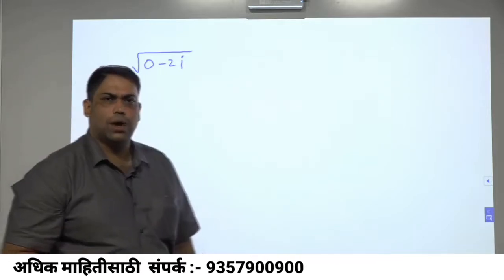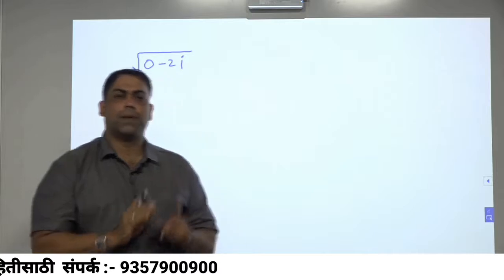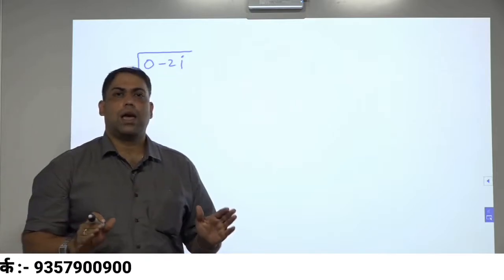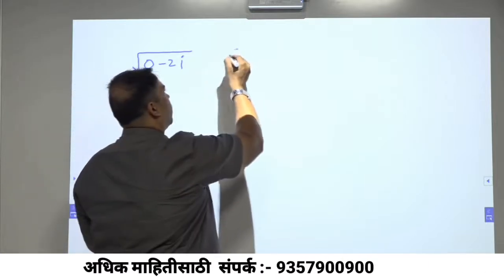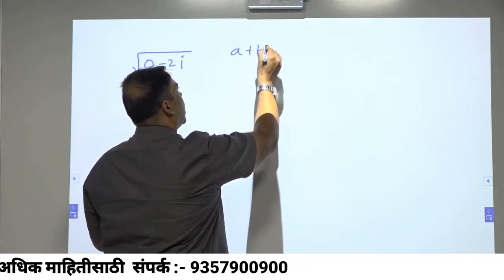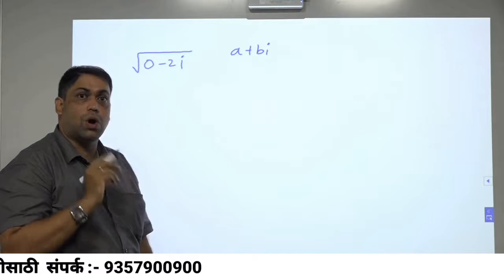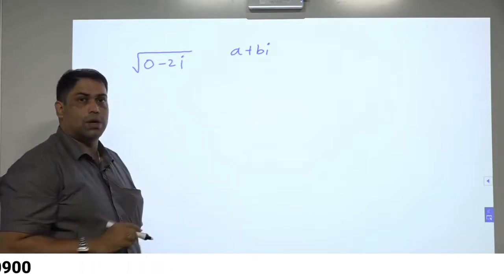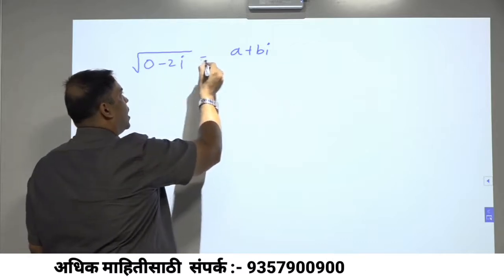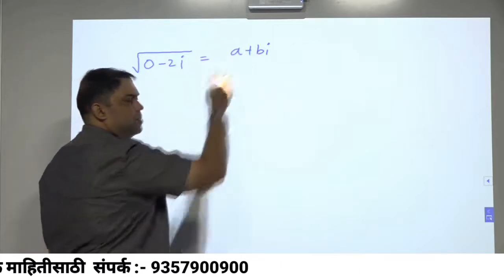Why 0 minus 2i? Because a complex number cannot be written as a single quantity. It is always in the form of a plus bi. Got it? It is always in the form of a plus bi. Now let's see how to find the square root. Okay, so let the square root of this term be a plus bi.